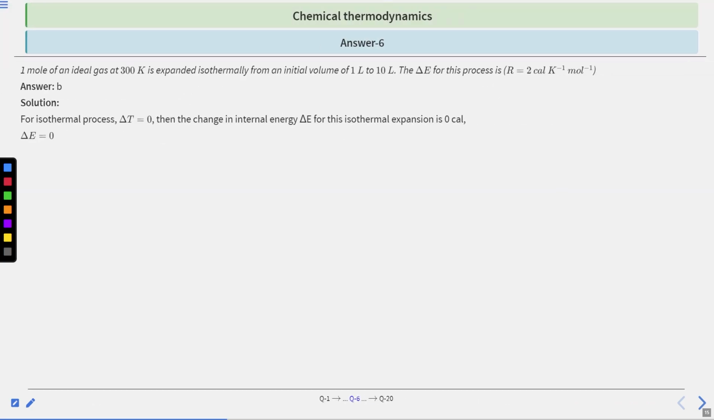Okay, so the correct answer will be option B. For an isothermal process, change in the temperature is equal to 0. Then the change in internal energy, that is del E, for this isothermal expansion will also be 0 calorie. So therefore, del E will be 0. Hence option B, that is 0, is the correct answer for this question.